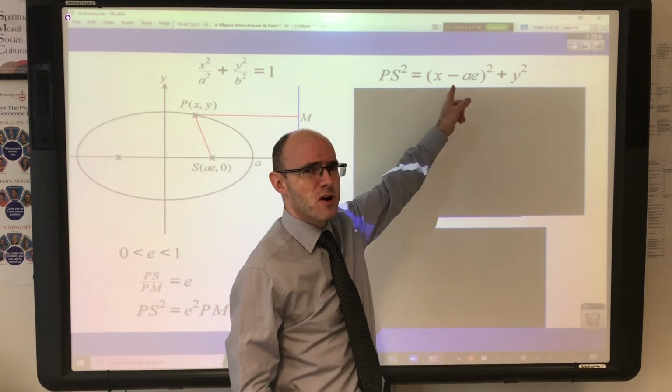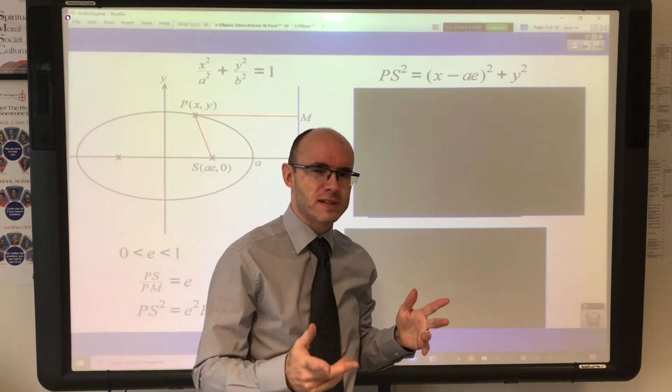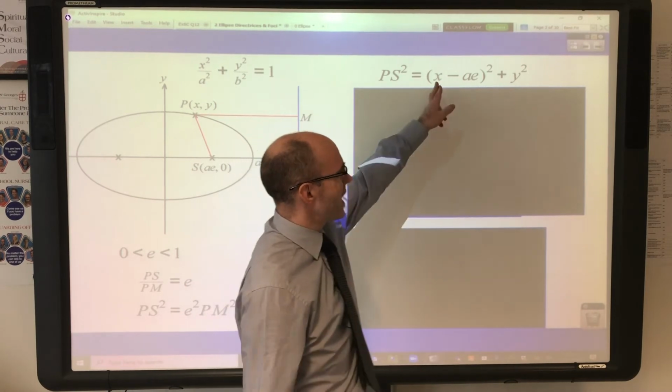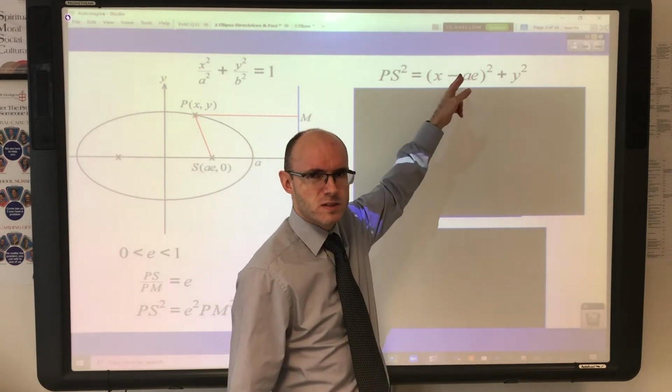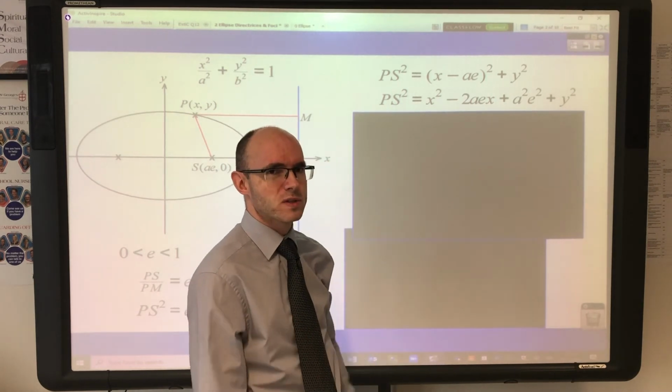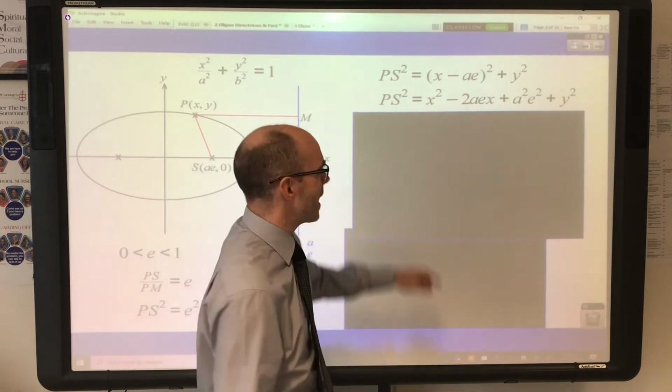I personally prefer it that way because when I'm expanding brackets, I genuinely prefer having x squared as being positive. So either (a/e minus x) all squared or (x minus a/e) squared, it's the same thing, isn't it? And when you expand the brackets, of course, that's what you're going to get. Okay, happy with that so far?